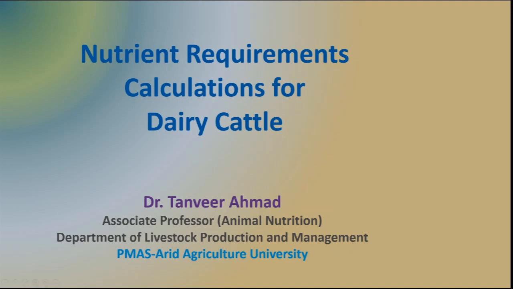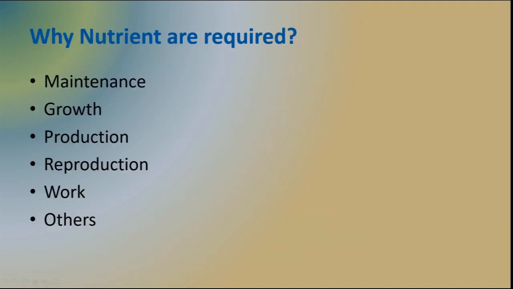So, why are nutrients required by any animal, any species? Nutrients are basically the chemical substances which have some specific function in the nutritive support of the body. This nutritive support is required for body maintenance, for body growth, or if the animal is producing milk, meat, or egg, we have to provide nutrients for those functions.